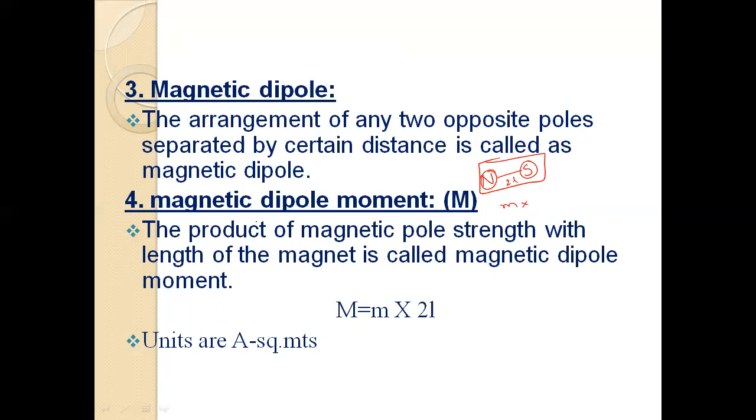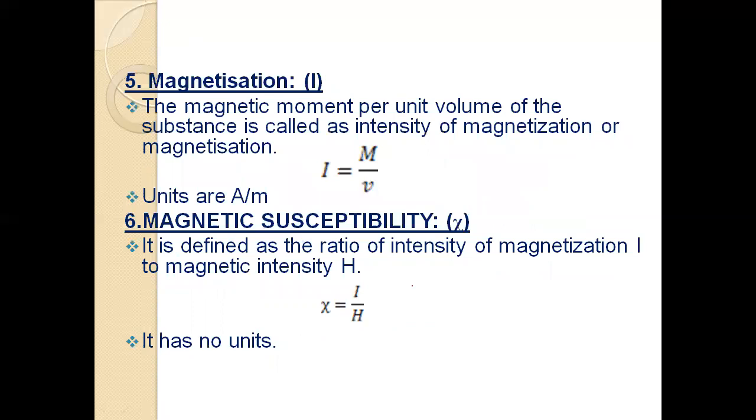the magnetic pole strength with the length of the magnet, called the magnetic dipole moment, which is given in units of ampere meter square. Then coming to magnetization, magnetic moment per unit volume of the substance is called intensity of magnetization or magnetization. It is represented with the letter I, and it is defined as the ratio of magnetic moment per unit volume. So the units are ampere per meter.